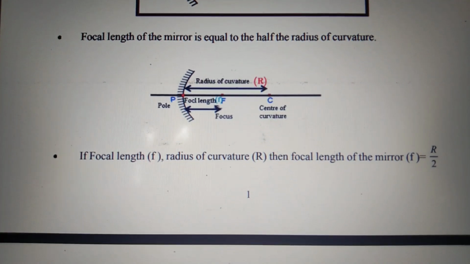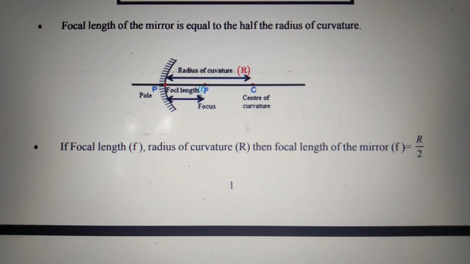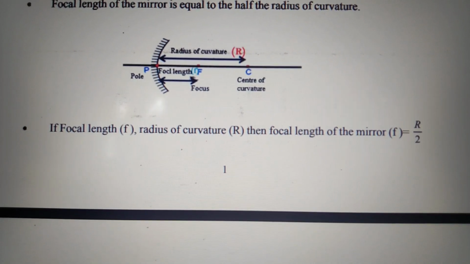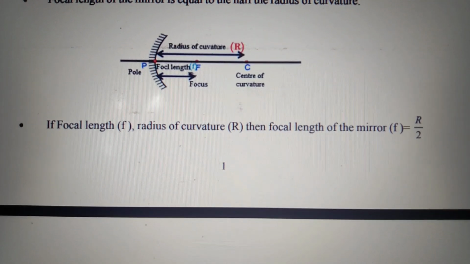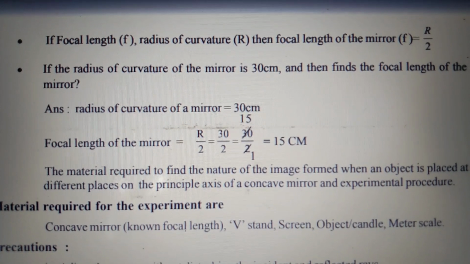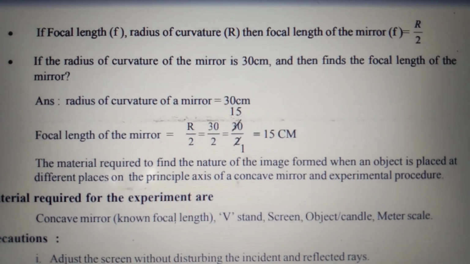And the most important relationship between focal length and radius of curvature is focal length of the mirror, small f, is equal to r by 2. I mean half of the radius of curvature. See here children, if focal length is f and radius of curvature is r, then focal length is r by 2.